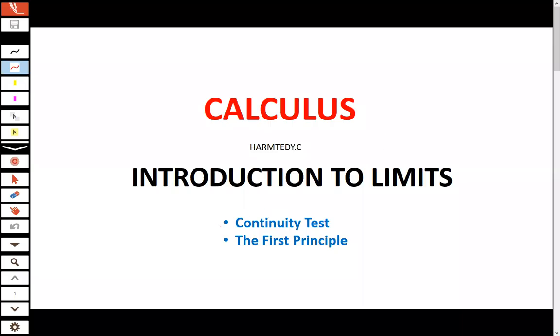That we're going to look at is how to test whether a function is continuous at a given point or not. And then the second thing that we're going to look at is the first principle. I'm sure from the video that I sent in the group, most of you know at least something about the first principle, except the versus continuity test.